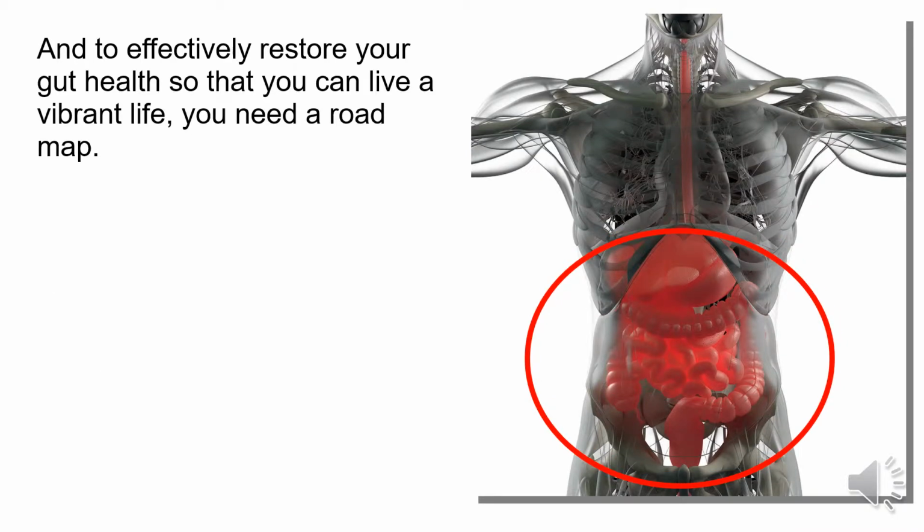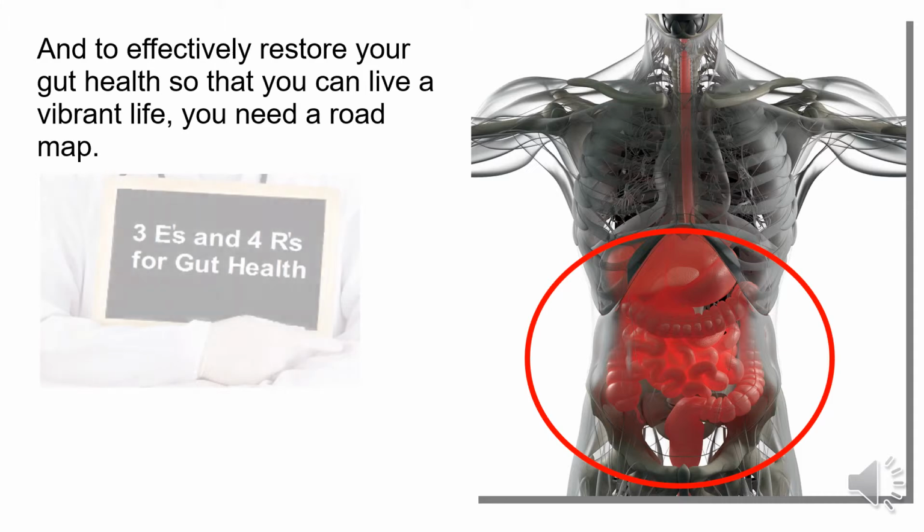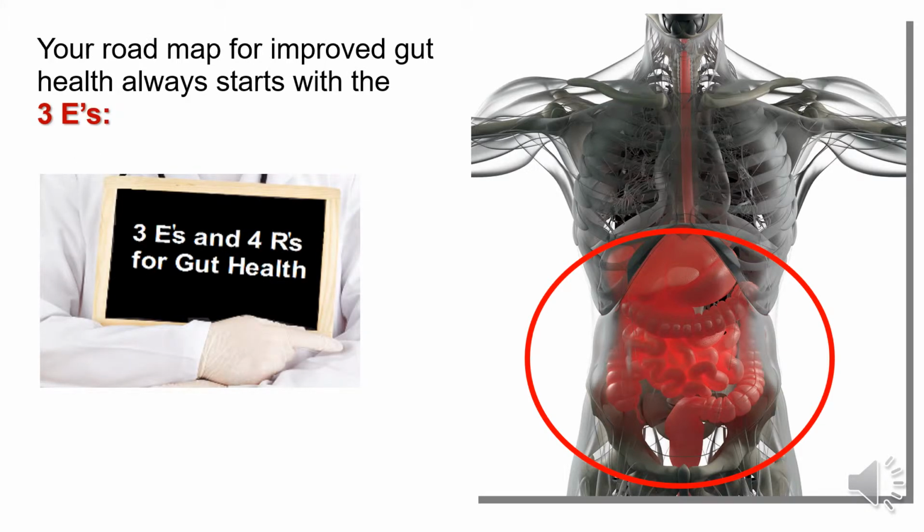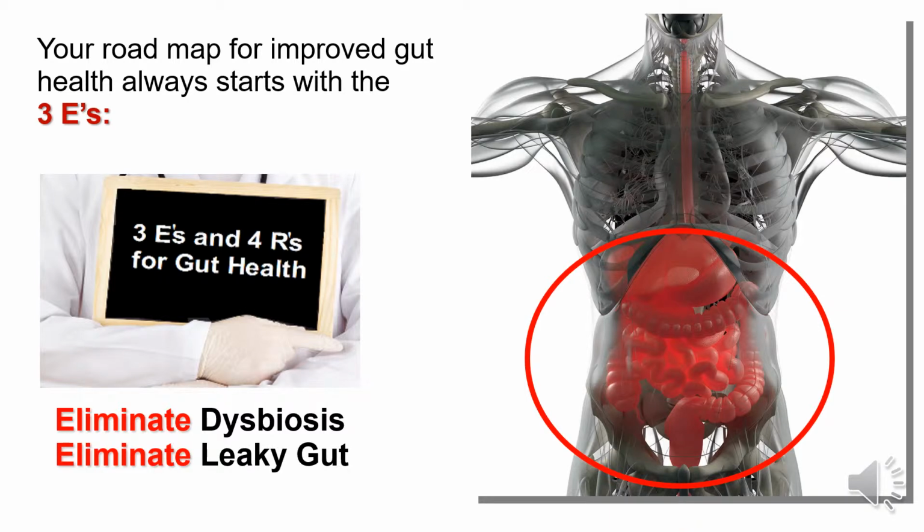And to effectively restore your gut health so that you can live a vibrant and healthy life, you need a roadmap, what we call the 3 E's and 4 R's of gut health. Your roadmap for improved gut health always starts with the 3 E's. Eliminate dysbiosis, eliminate leaky gut, eliminate inflammation. It's these 3 conditions that you have to address. If you address them properly, then you'll experience a tremendous shift in your overall health.